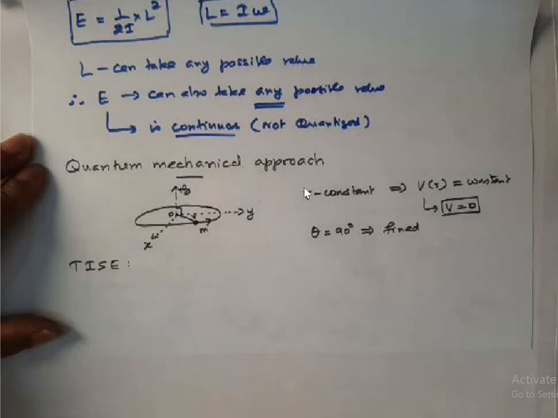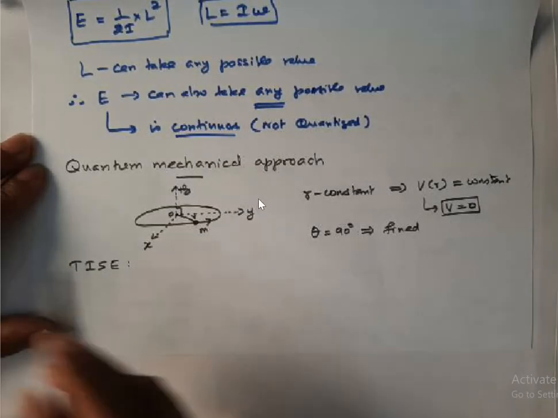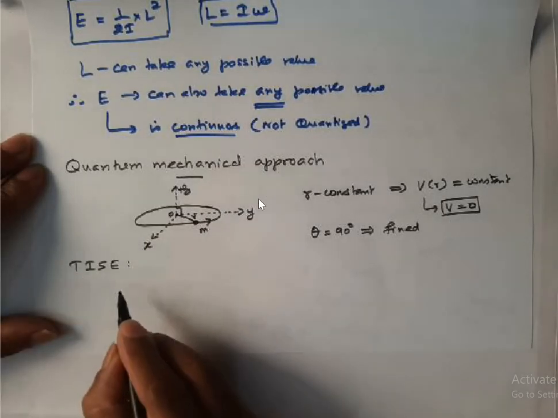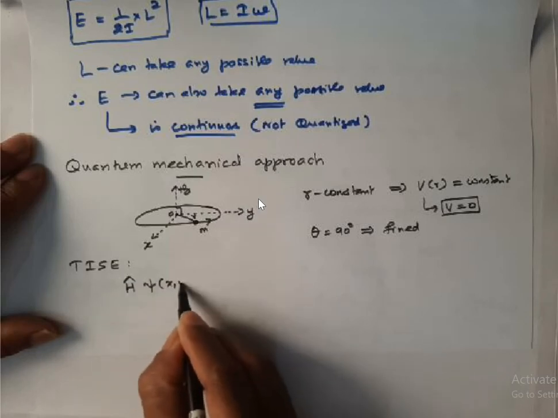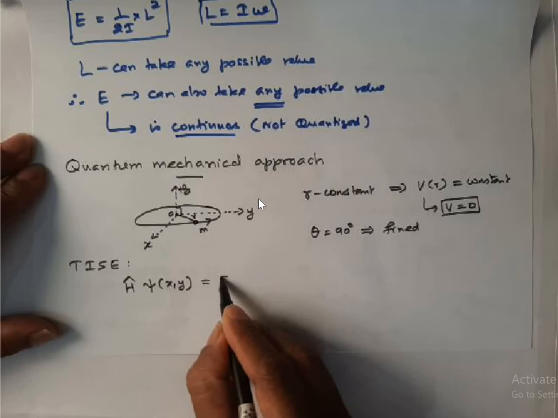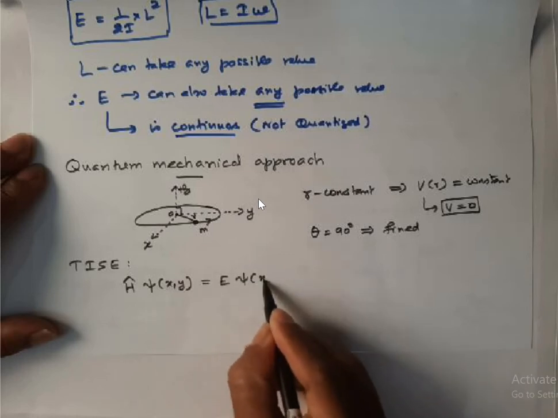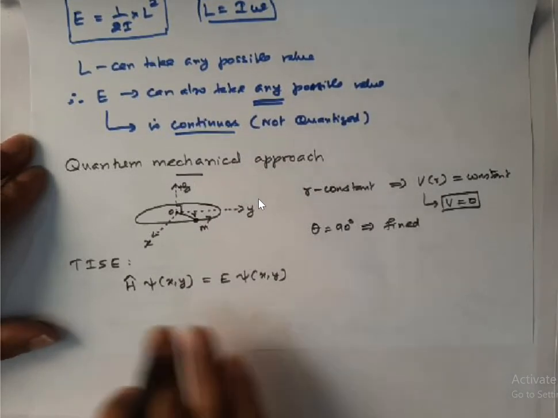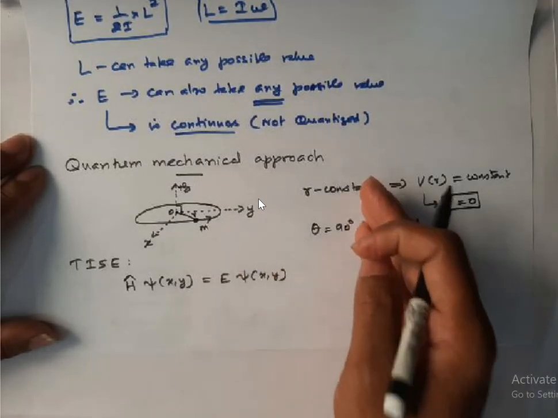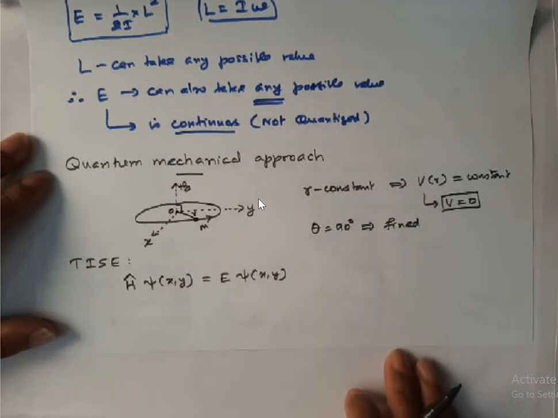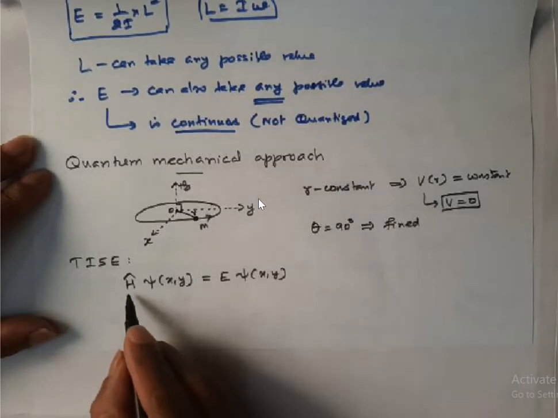So you can write the time independent Schrodinger equation. Let me first write H psi, where psi depends on the two coordinates x and y, equal to E into psi(x, y). First I will write the Schrodinger equation in terms of Cartesian coordinates, then I will change it into spherical polar coordinates. Now what is H here?